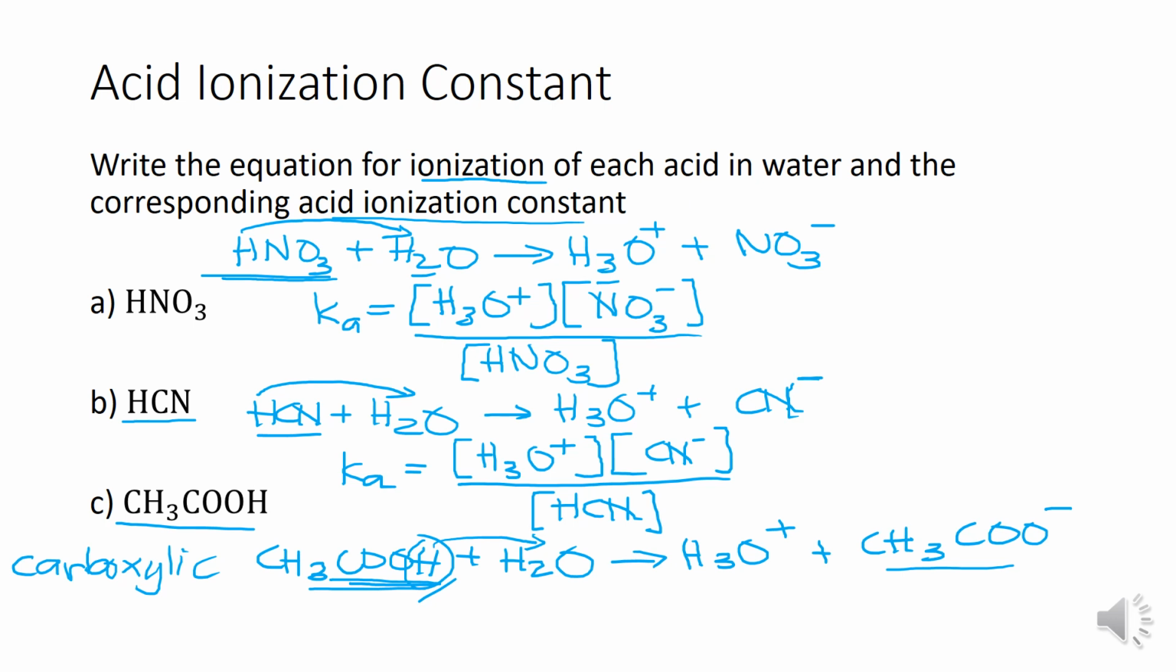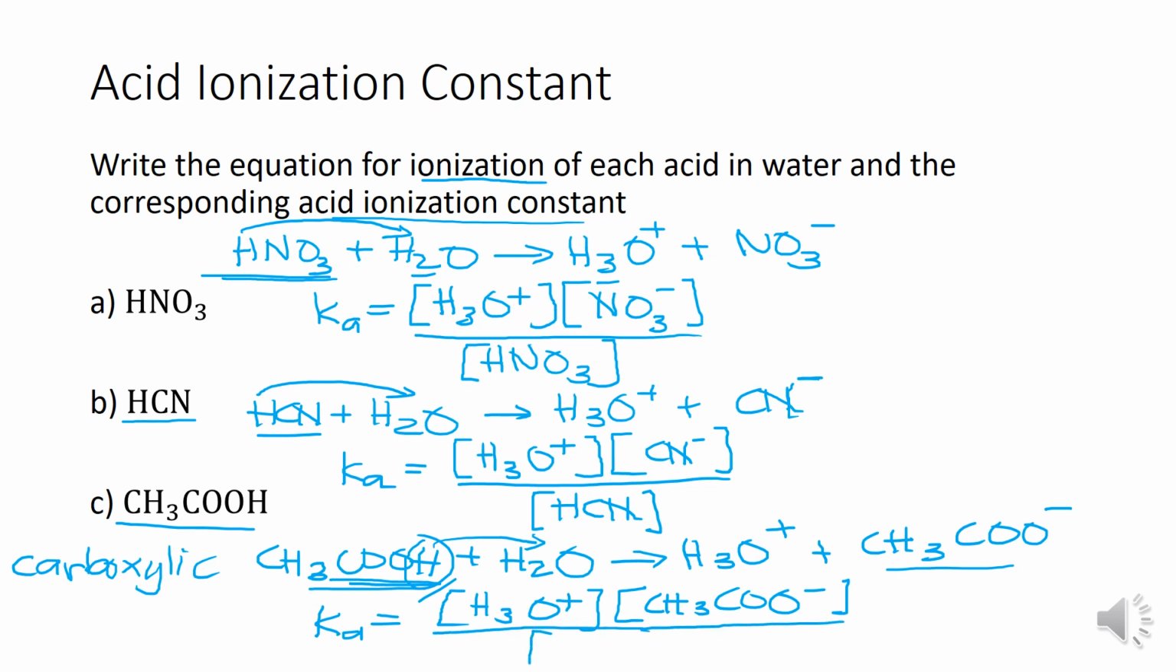Again, based on this chemical equation, let's write the expression for the acid ionization constant. So let's multiply the concentrations of the product ions. So you have the hydronium ion concentration times the concentration of acetate ions, CH3COO negative, all over the concentration of the original acid. So that is the concentration of acetic acid.